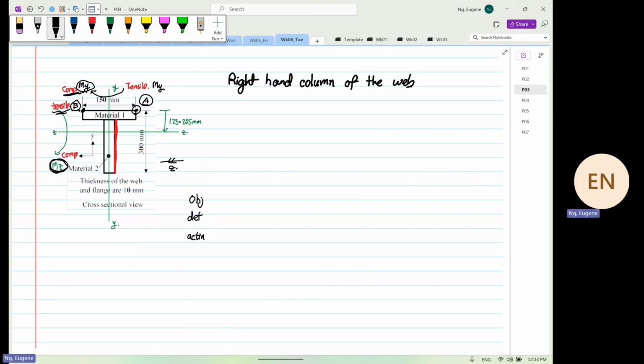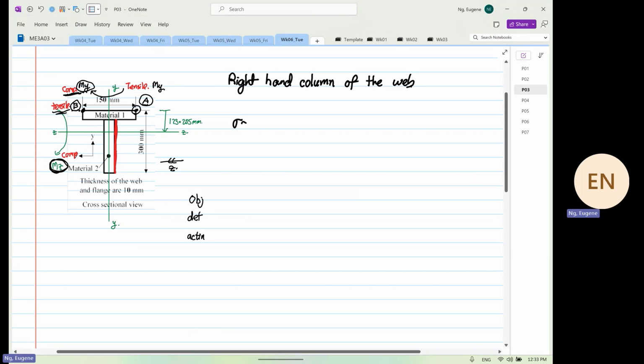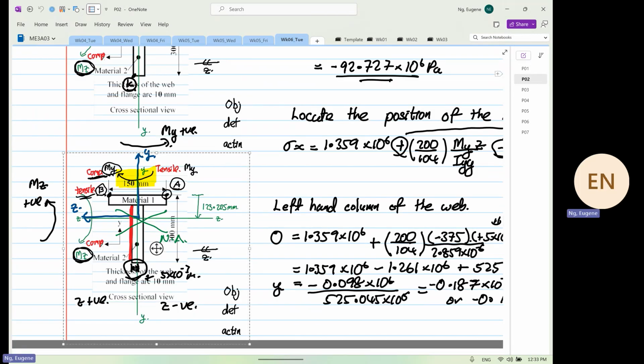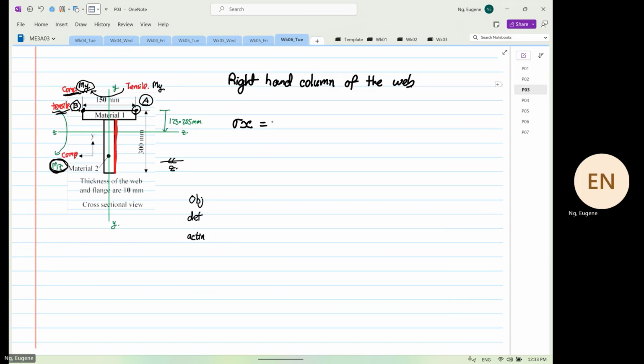So the formula that we are going to use is stress X. This would be equal to 1.359 times 10 to the power 6. Okay, and this is positive because the axial load is inducing a tension. The next part I'm going to write, like what I told you, is the true form of the formula. Okay, so if you look at the formula sheet, the formula sheet will write this.